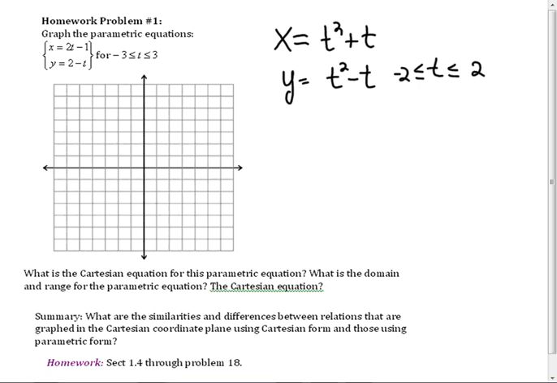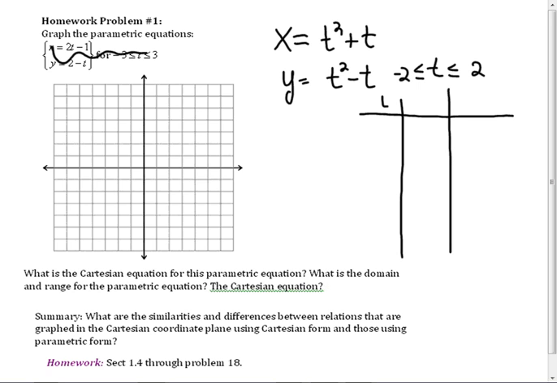Now, these are not really meant to be done with a calculator. You can certainly check, but you should be able to do it by hand. So we're going to do a table of values. Mine was easier. And so I'm only going to do whole numbers, or integers. This can always work. So t is negative 2, negative 1, 0, 1, 2.